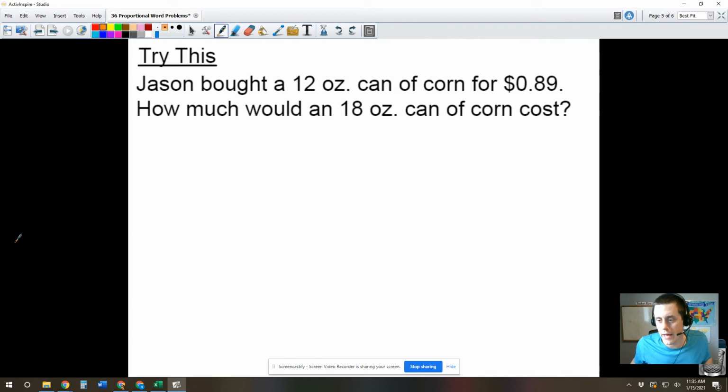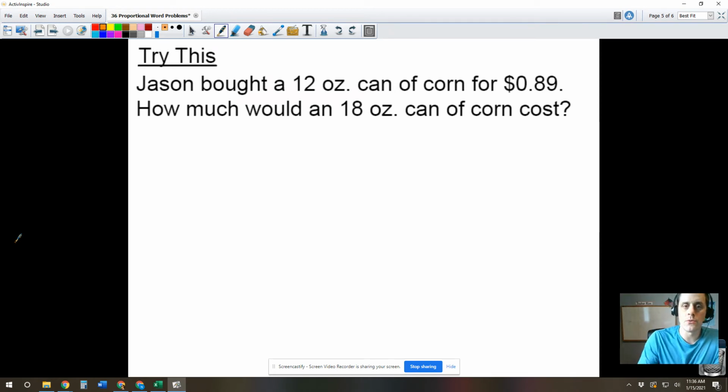All right, on the screen we have one I would like you to try on your own. It says Jason bought a 12-ounce can of corn for 89 cents. How much would an 18-ounce can of corn cost? Go ahead, pause the video, set up an initial ratio, use that to create a proportion, and then solve that proportion to answer the question. When you've completed your work, begin playing the video again to check to see how you did.